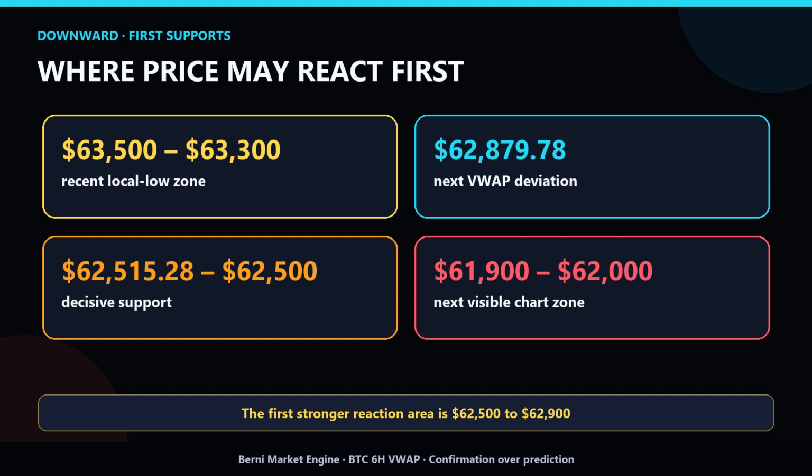On the downside, the first local reaction zone is $63,500 to $63,300. If it fails, the next VWAP deviation is $62,879.78. The more important support is $62,515.28 to $62,500. Below it, the chart opens towards $61,900 to $62,000. The first stronger support cluster therefore lies between approximately $62,500 and $62,900.